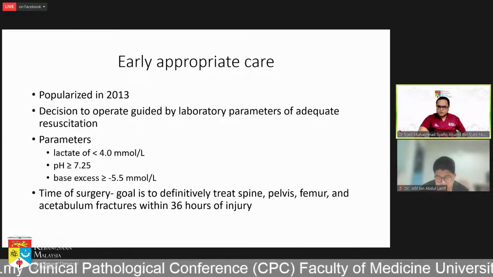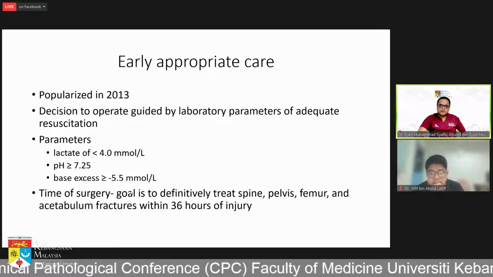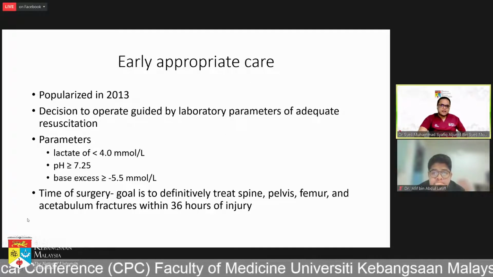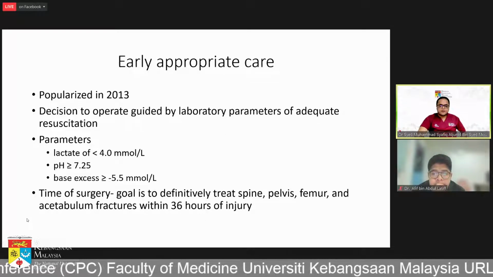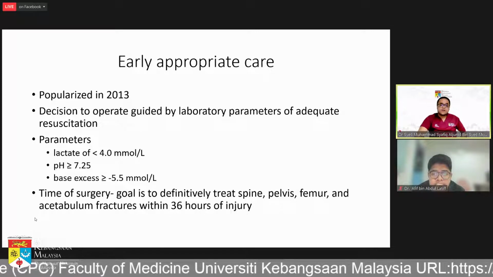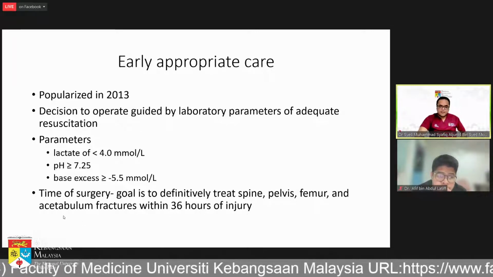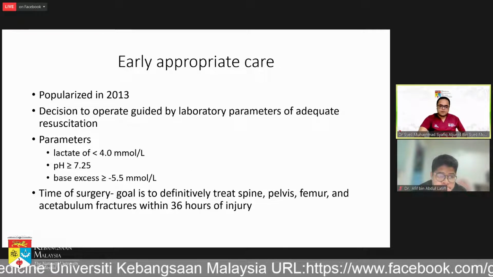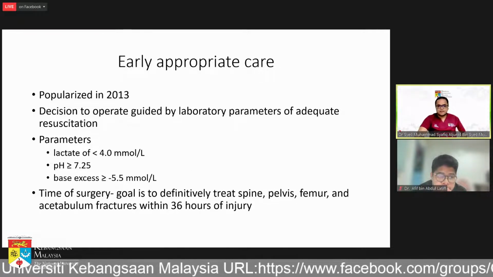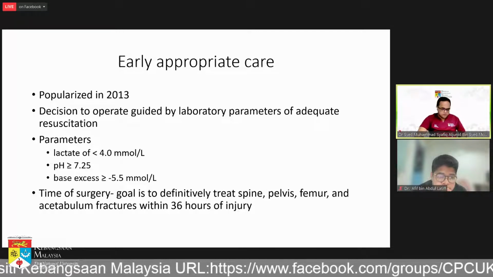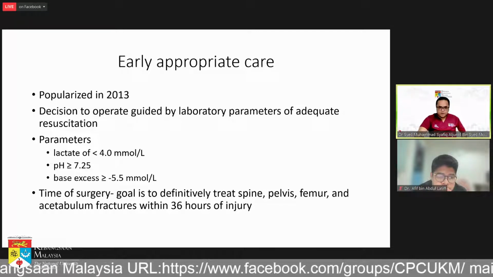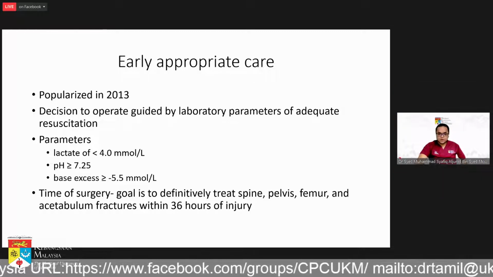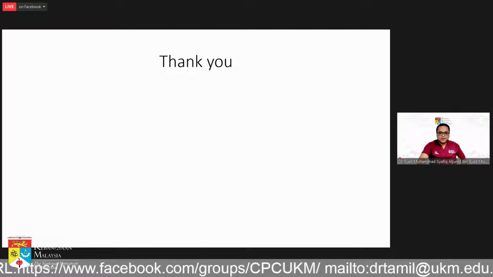Okay, so the goal is to definitively treat the fractures within 36 hours, which can reduce the length of stay in the hospital, and the patient can do their rehab earlier. Okay, so after this, Mr. Faiz will discuss what was done to our patient, what route we undertook, and by that, I thank you.